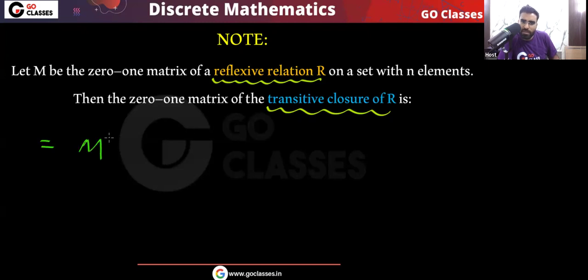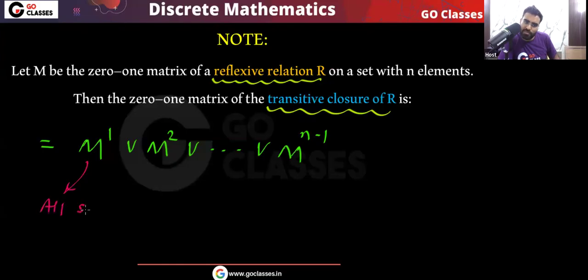So what will you do? You can start with m power 1, because you are finding transitive closure and your relation is already reflexive, so m power 1 will capture all the reflexive pairs. All the self loops are captured by m. So you can start with m power 2, and you have to go only till m power n minus 1, because your relation is already reflexive, so all self loops are captured here.